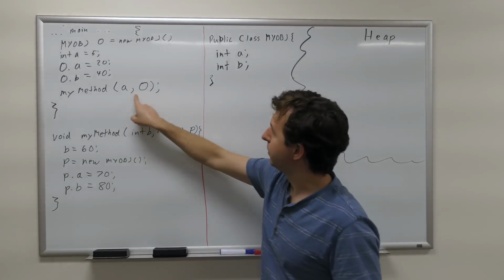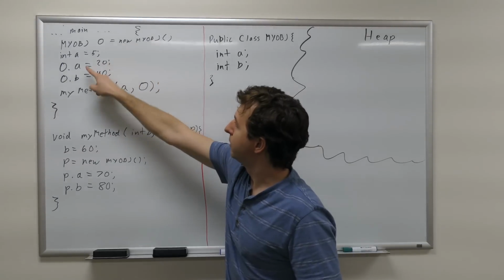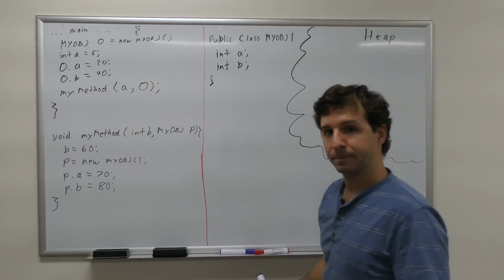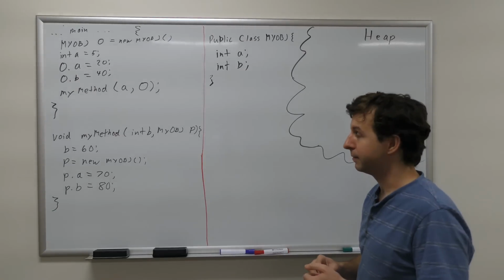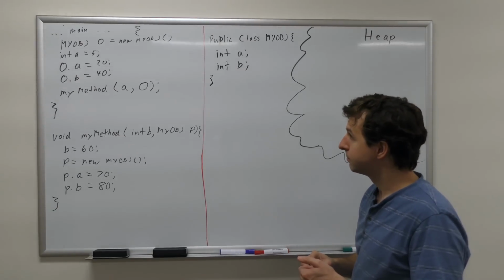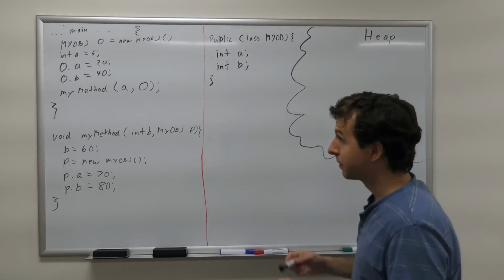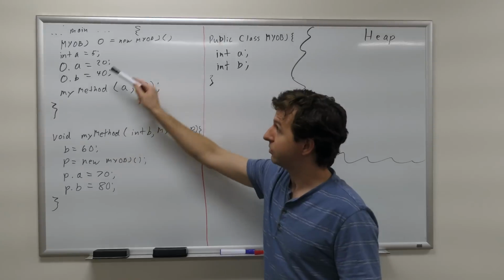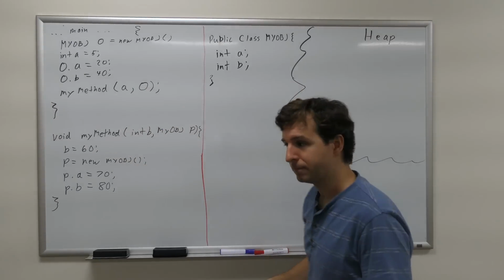What is the value here of O.A and O.B? Can you figure it out? Pause the video real quick. I'll wait. Are you back? The answer is O.A is 20 and O.B is 40. Don't believe me? Let's look.